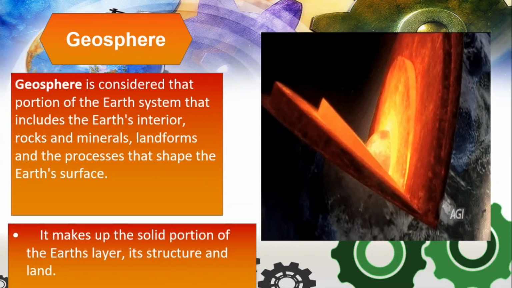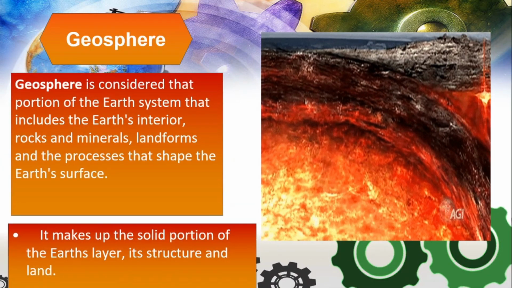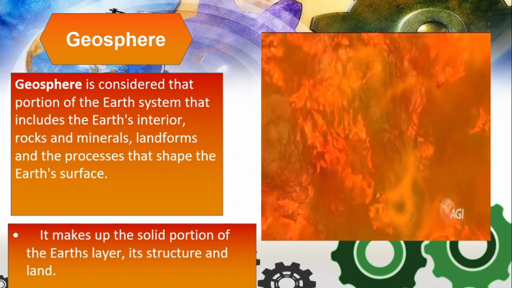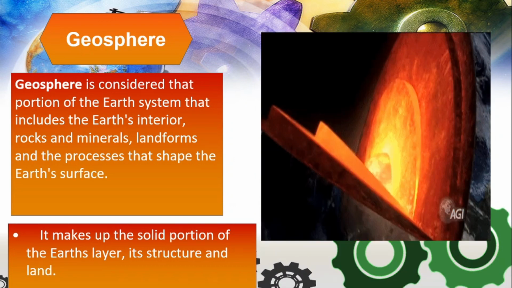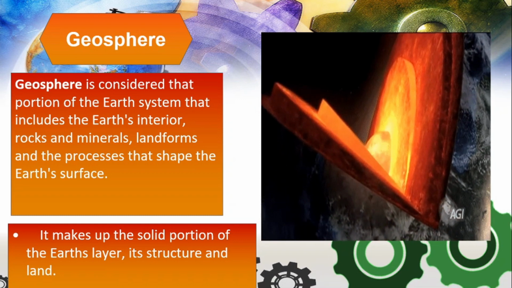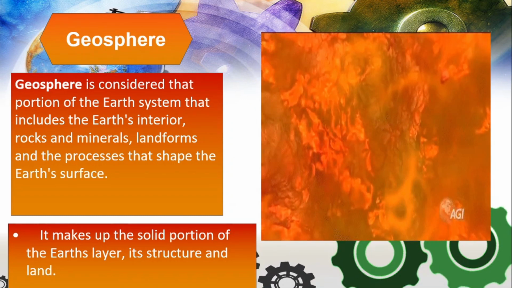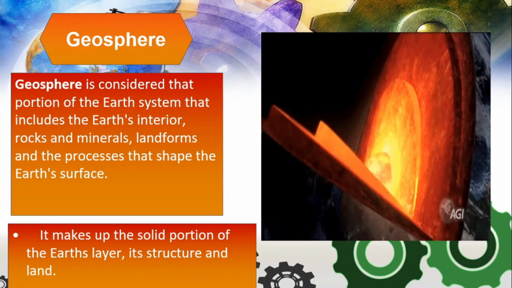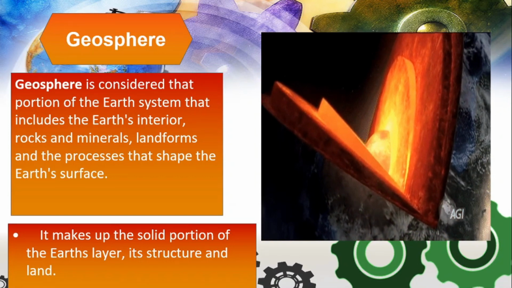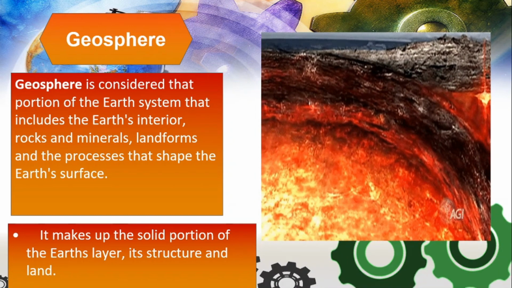So let's talk about the four subsystems. Let's start with geosphere. Geosphere is that portion of the Earth system that includes the Earth's interior, rocks and minerals, landforms, and processes that shape the Earth's surface. It makes up the solid portion of the Earth's structure, and land.